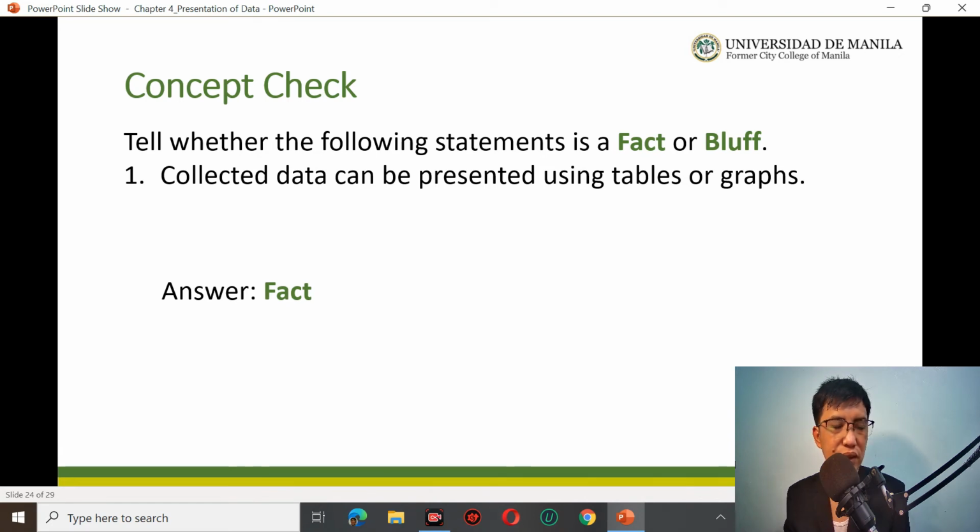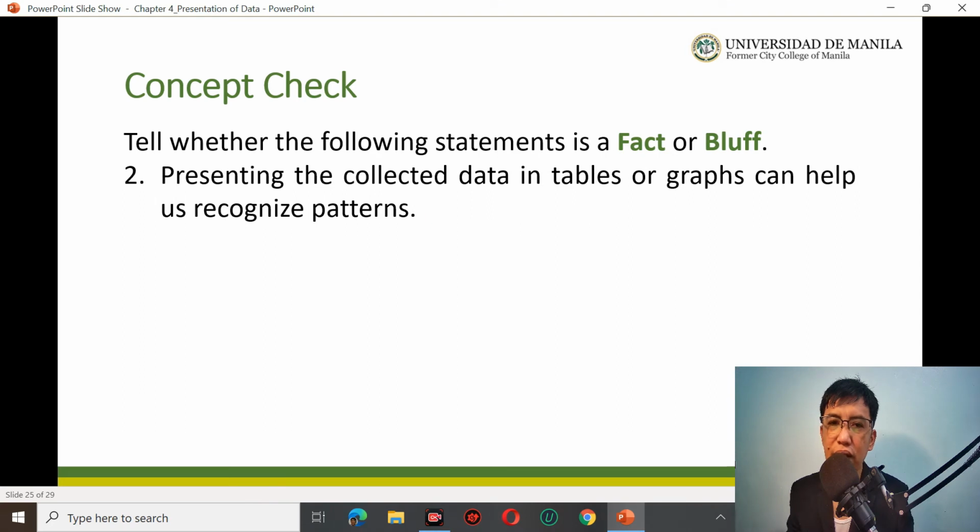Okay? So if you got it correctly, you deserve a clap. Next. Presenting the collected data in tables or graphs can help us recognize patterns. 10 seconds. The answer is, it's still a fact. And if you got it correctly, then you deserve a virtual clap. Yay!